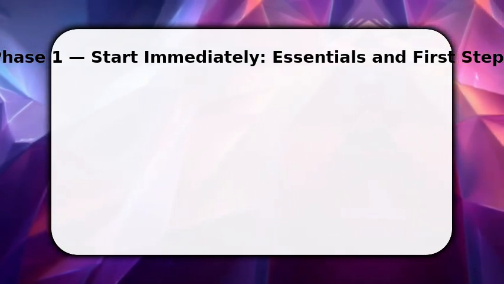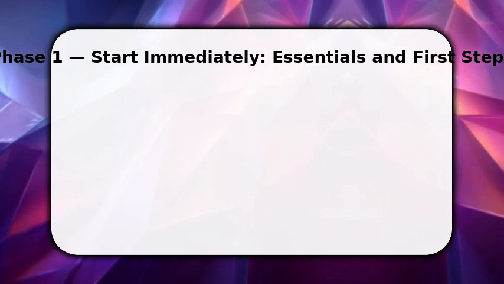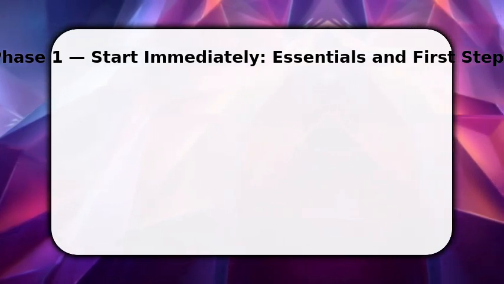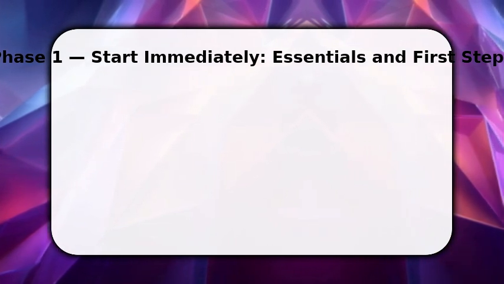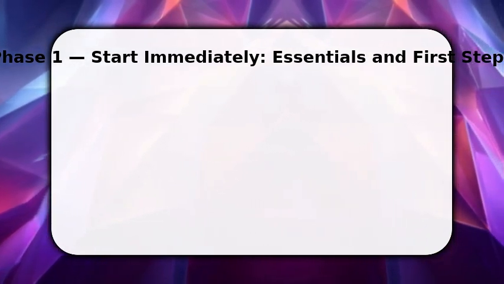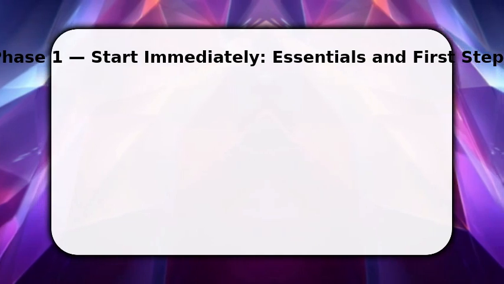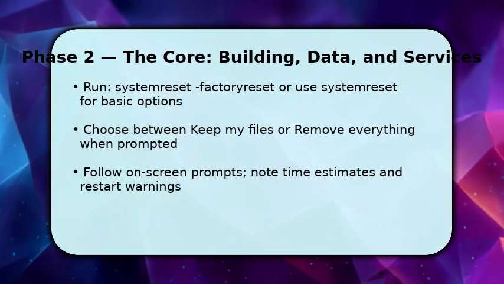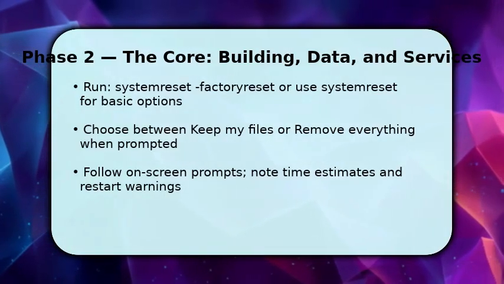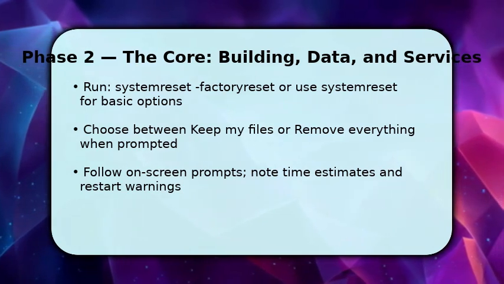Make sure to close running apps first. This reduces file lock issues and confirm backups. After opening the admin console, we'll execute the reset command and observe prompts carefully. You now run the core command, system reset factory reset or system reset, and press enter.